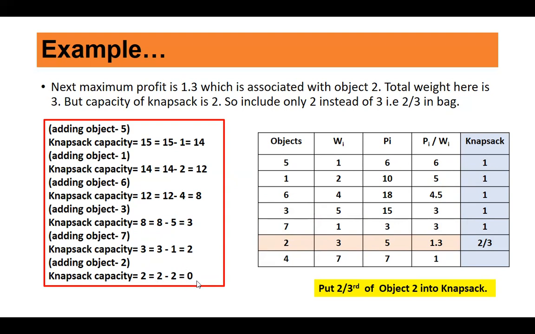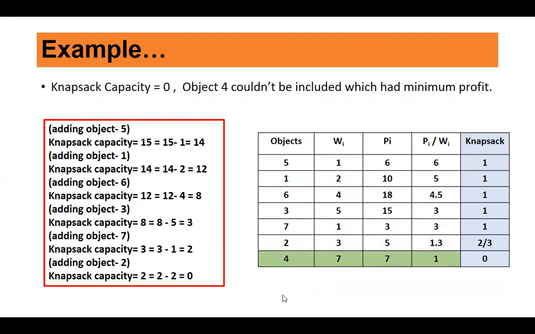Now the sack is full. The capacity remaining is 0. Because if you add all the weights, it becomes 15. So the sack is full now after inserting object 2. And that too, we are not inserting it fully, we are inserting partially. That is a fraction of object 2. Instead of 3 kg, we are just putting 2 kg out of 3 kg. Fine. Now the sack is full.